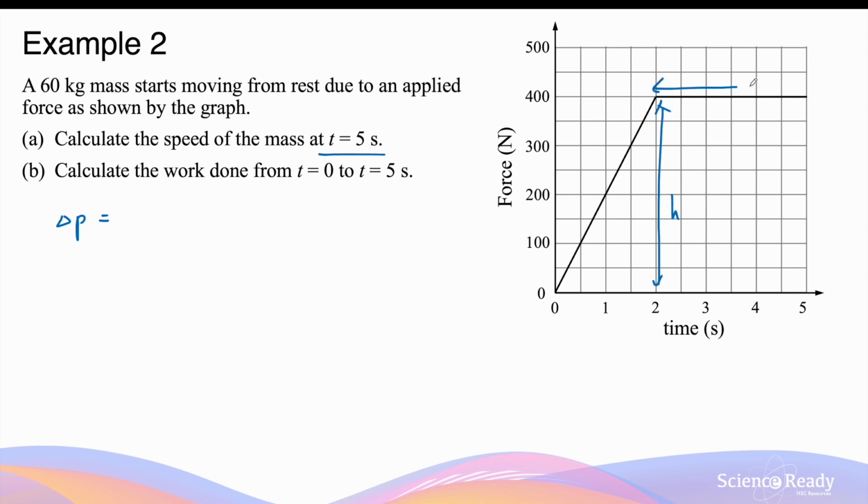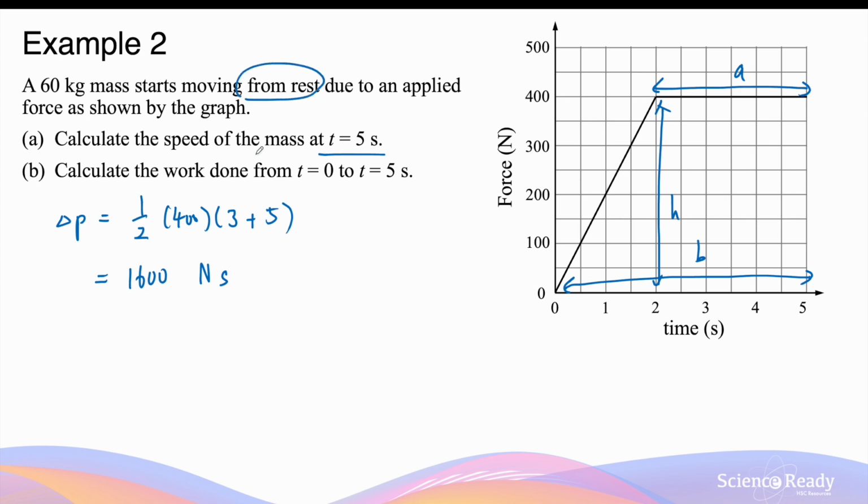and the A side is the shorter side of the trapezium, while the B side is the longer side of the trapezium. So the area here will be half times the height, which would be 400 newtons, times side A. So this goes from 2 seconds to 5 seconds, which will be 3, plus side B, which will be a total of 5 seconds. This gives me a change in momentum of 1600 newton seconds. Now, since the 60 kilogram mass started to move from rest, its initial momentum would have been 0.